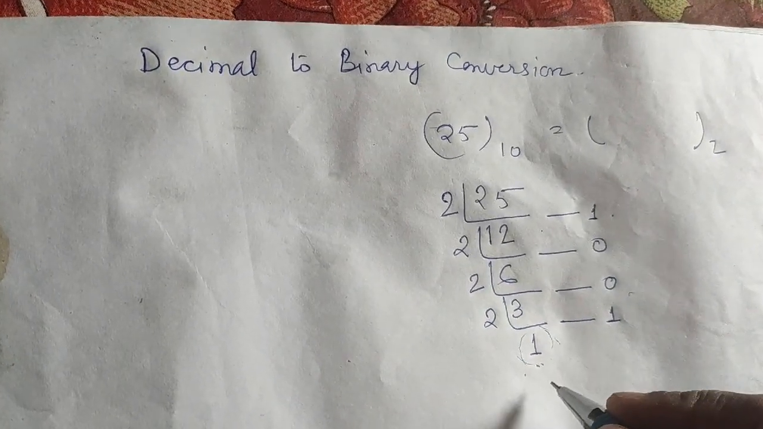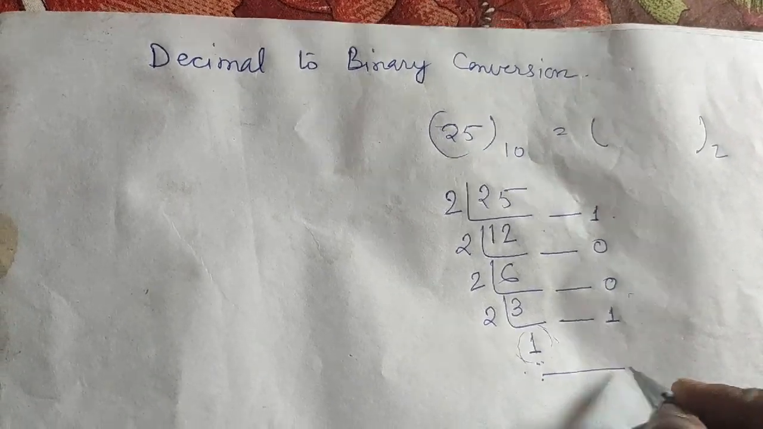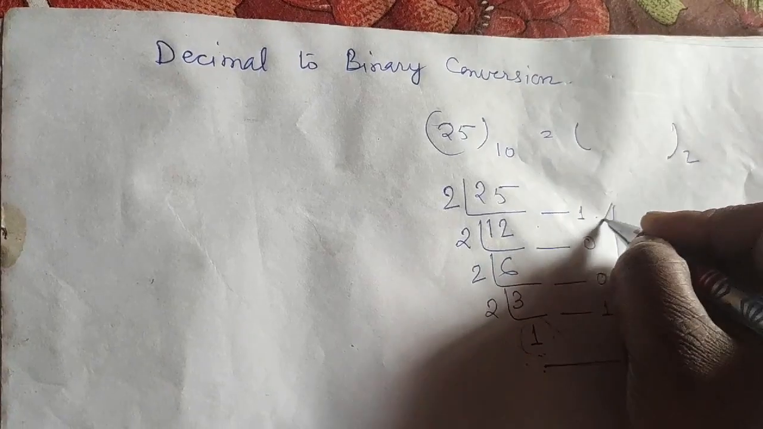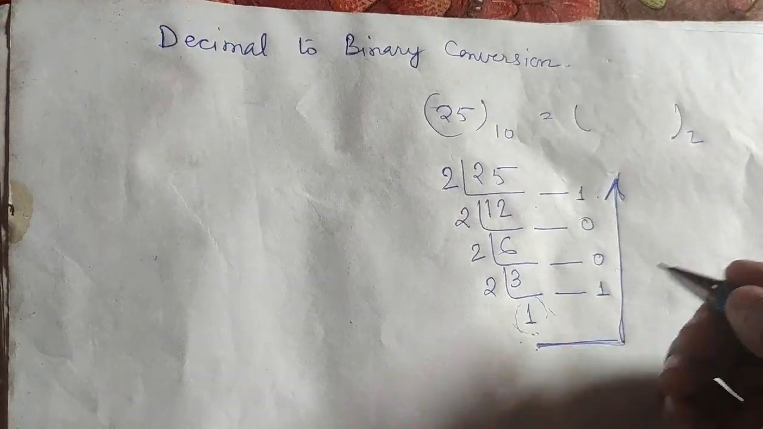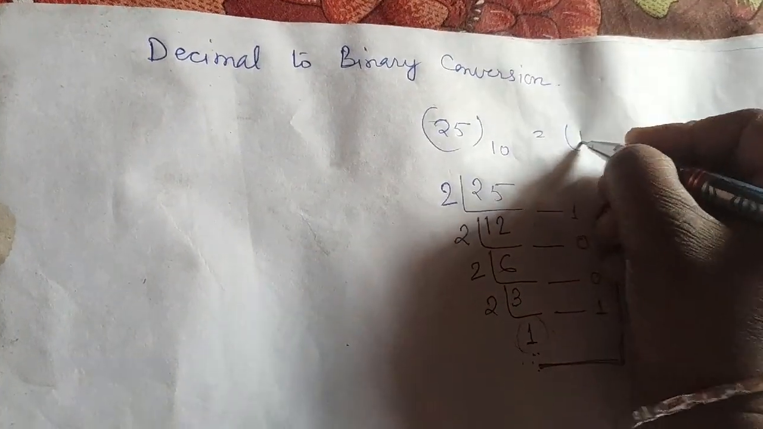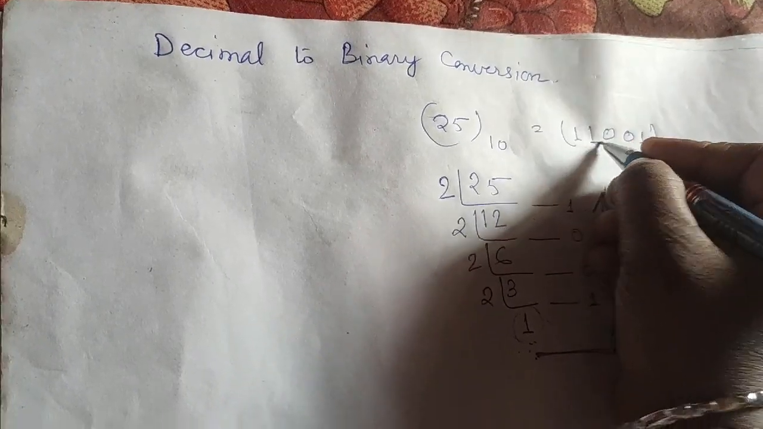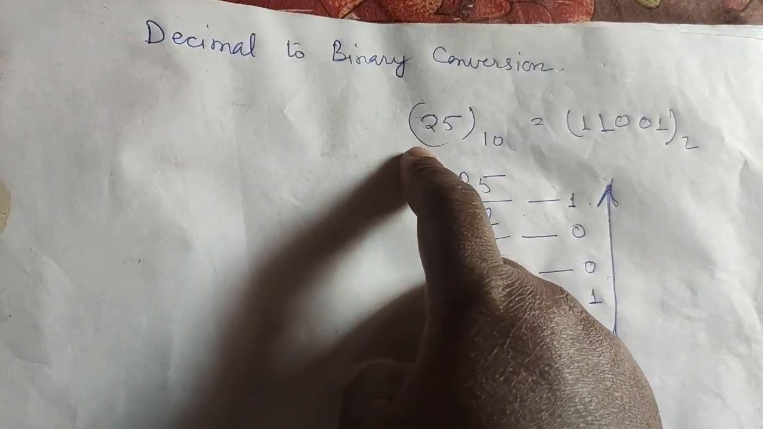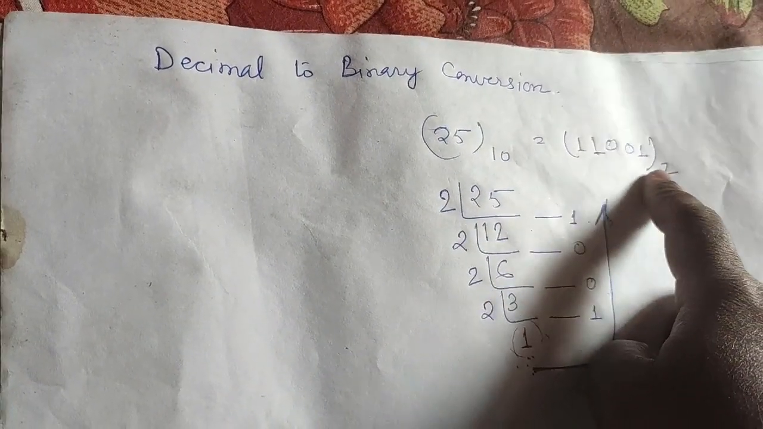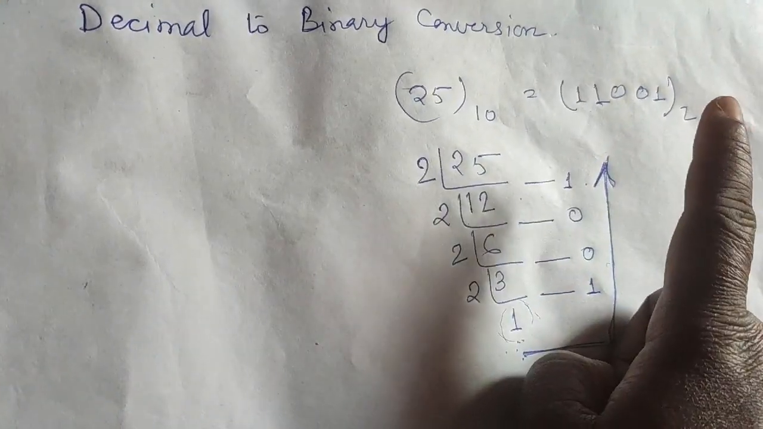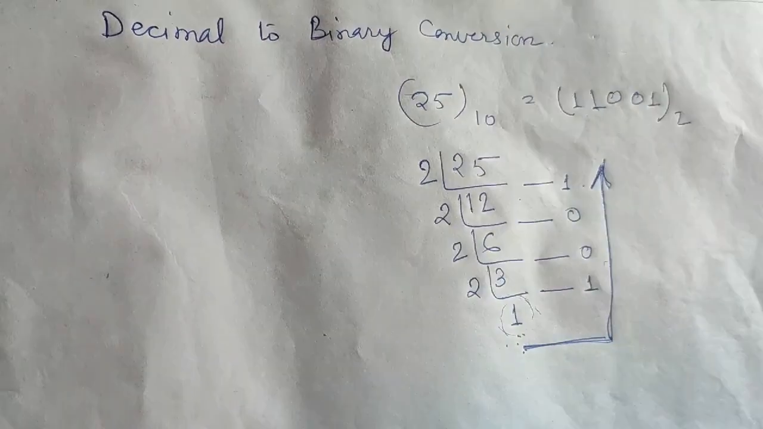Now we will write the number from here. We will start from here and go upside. So what is the number starting from this? 1 1 0 0 1. So our required answer is, for 25 as decimal, 11001 as the binary number. This means this decimal number is converted to a binary number.